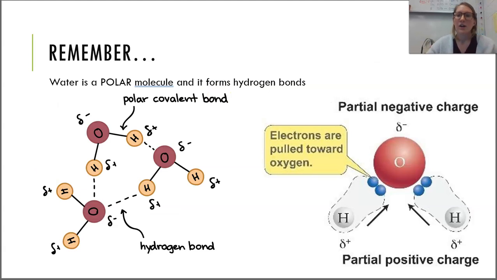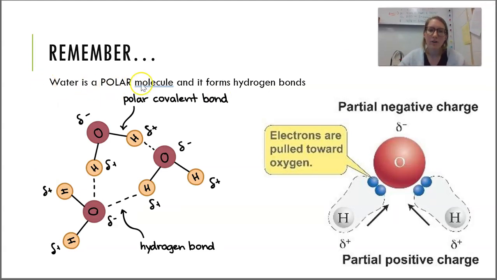All right, this is just what we talked about. Remember, water is a polar molecule and it forms hydrogen bonds. It's these little dots right here, hydrogen bonds. It's not an actual bond, just because they kind of like each other. They're negatively charged and positively charged. This is just a fancy chemistry symbol that shows positive and negative charge.